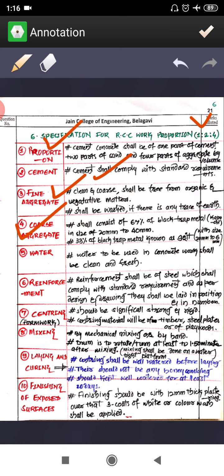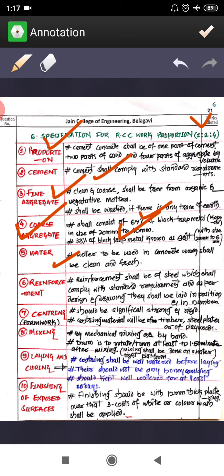Then coarse aggregate. Of the 100% coarse aggregate you are using, 67% should be of size 20 mm to 40 mm, and the remaining 33% should be of size 20 mm to 6 mm. Means you are going to mix the jelly and grit, right? The size 20 mm to 6 mm we call grit, and the size more than 20 mm we call jelly or kapachi. So you have to keep in mind these words, kapachi and grit, right?